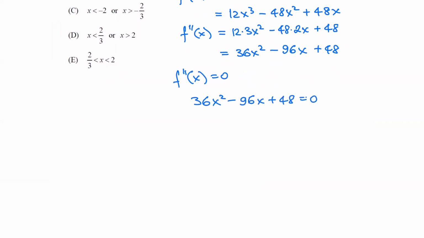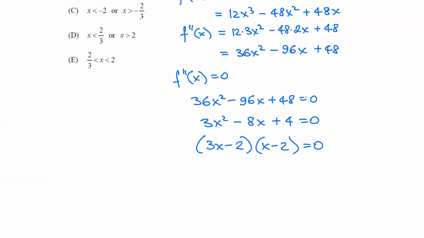We can see that all the coefficients are divisible by 12, so we can divide by 12 and get 3x squared minus 8x plus 4 equals 0. And then we can factor this equation either using a quadratic formula, find the solution, or just factor it out. And the factoring out will give us (3x minus 2)(x minus 2) equals 0.